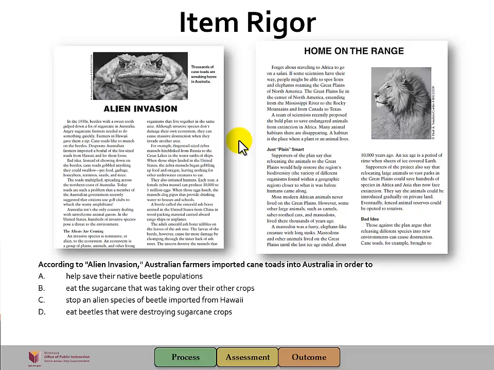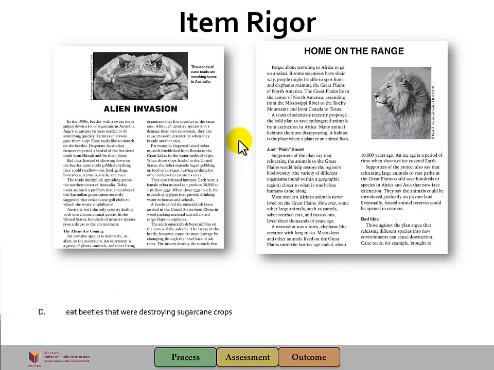Here's a multiple choice item. According to the article about the alien invasion, Australian farmers imported cane toads into Australia in order to, with these option choices. The correct answer is D. The national performance results in reading for informational text state that 84% of the nation's students answered this question correctly. Consequently, the item was deemed easy. The cognitive target for this item was locate and recall. The depth of knowledge for this item was a Level 1, and the revised Bloom's taxonomy level was remember.